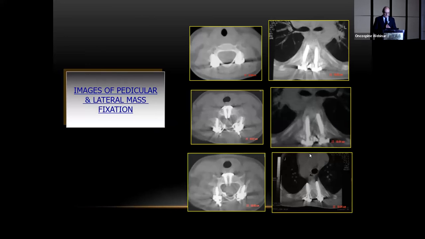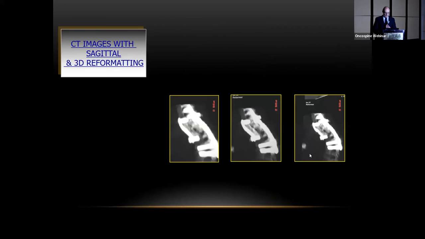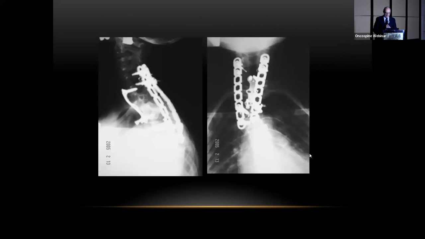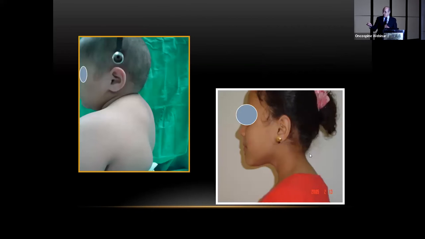And you can see the x-rays or the CT scan, and this is after a long follow-up. You can see the incorporation of the anterior graft very well. And here's the picture. You can see the deformity and then the nice looking neck after that.